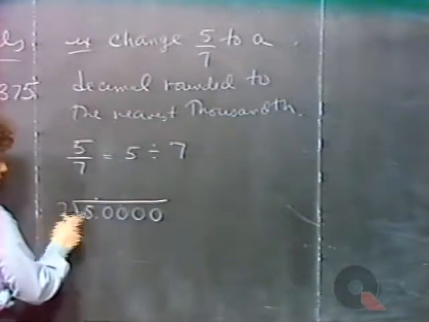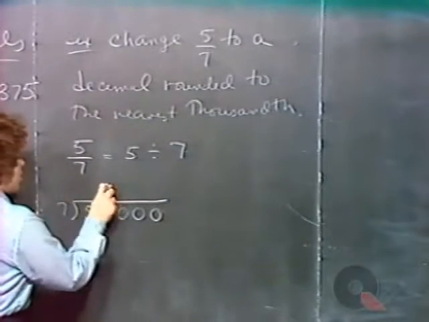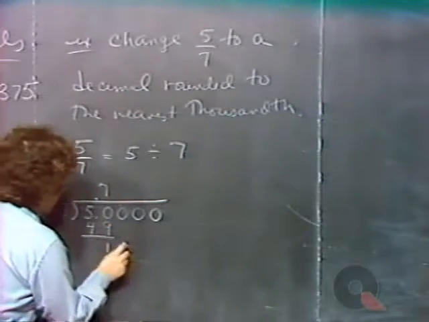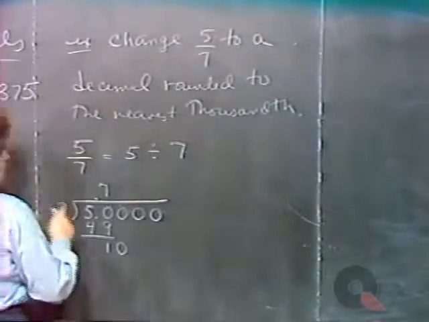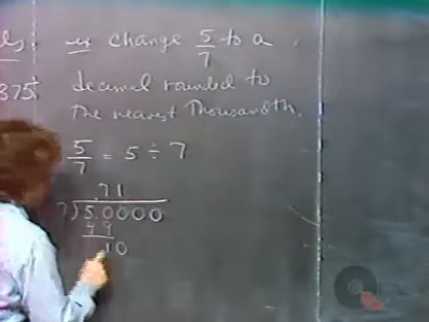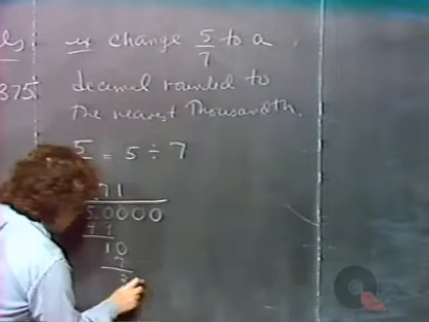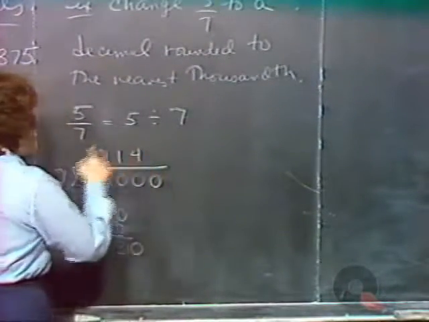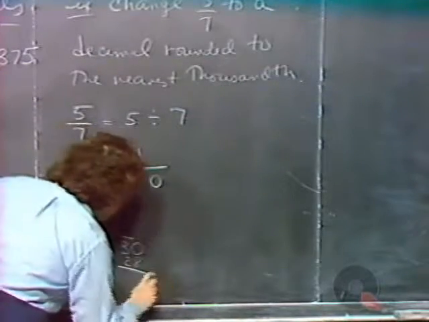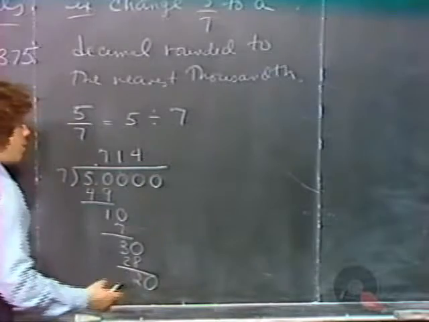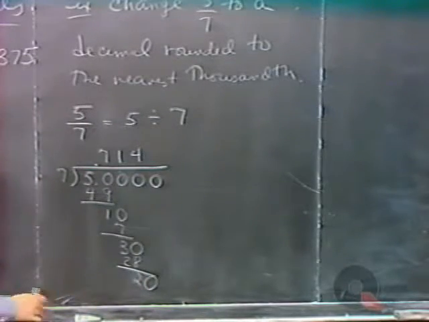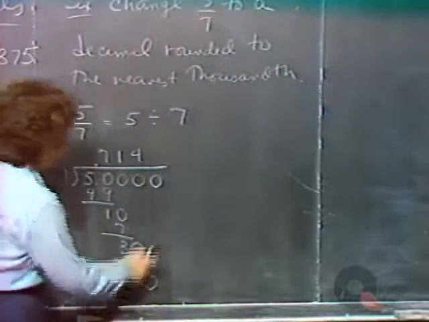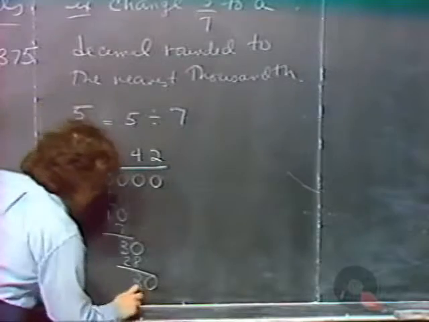Okay, how many 7s in 5? No. 7s into 50 goes 7 times. 7 times 7, 49. Subtract 1, bring down the next digit, 0. How many 7s in 10 goes 1 time? 1 times 7, 7. Subtract 3, bring down the next digit, 0. How many 7s in 30 goes 4 times? 4 times 7 is 28. Subtract 2. Bring down the last digit that we need for this problem, because we want it accurate to 3 decimal digits, so we're just going to carry it to 4 decimal digits. How many 7s in 20? 2 times 7 is 14.